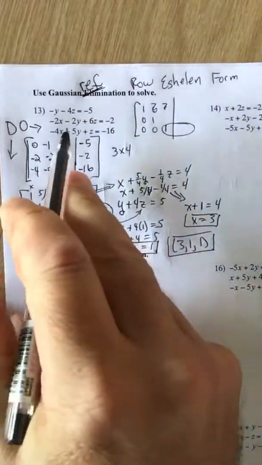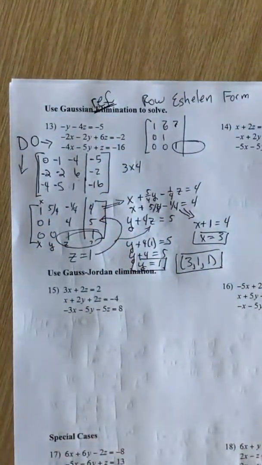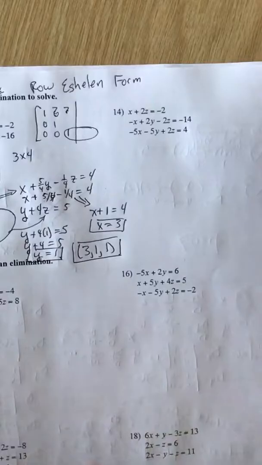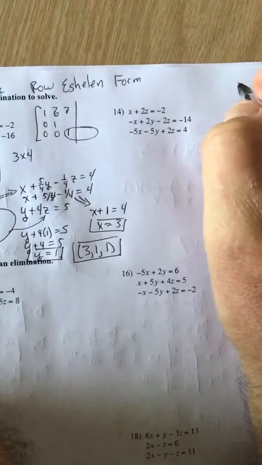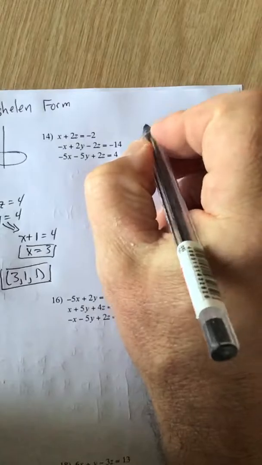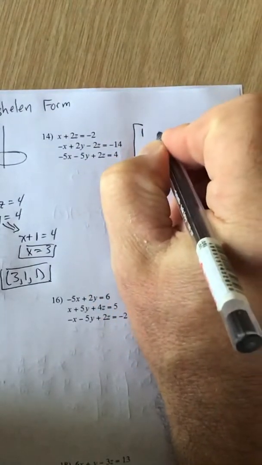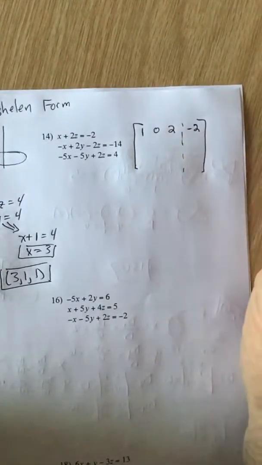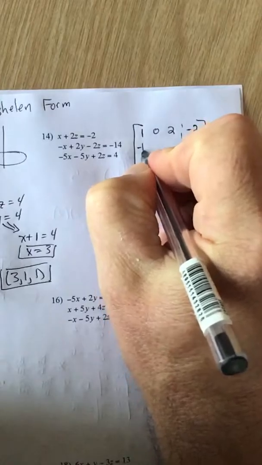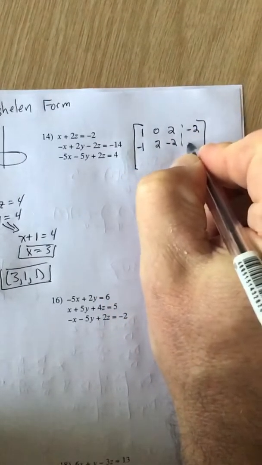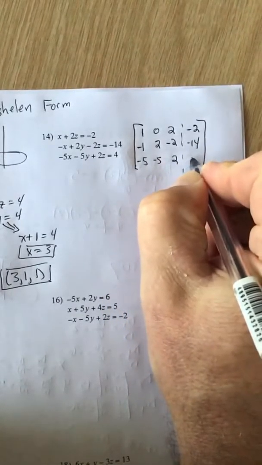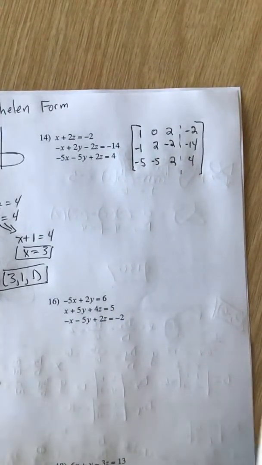And our calculator was such a huge help now because it can put these in row echelon form. Now we don't care if they're fractions or not. Let's just do number 14. It's going to happen really fast now. So this matrix is x is 1, y is 0, z is 2, with an answer of -2. X is -1, y is 2, z is -2 with an answer of -14. X is -5, y is -5, z is 2 with an answer of 4. All I got to do is put that in my calculator, get it in echelon form, and bang.